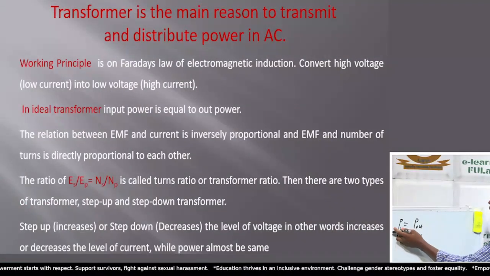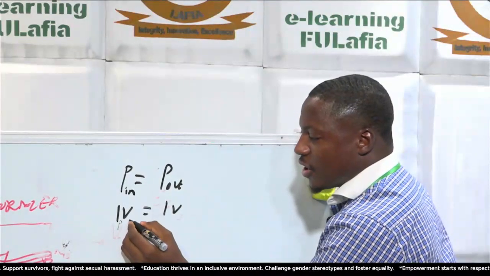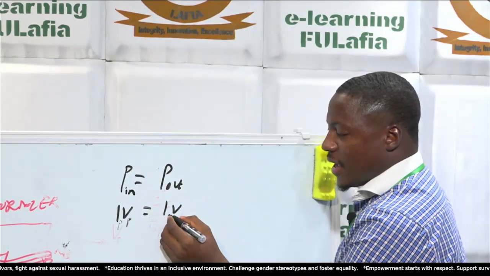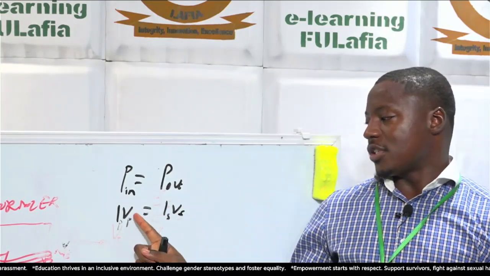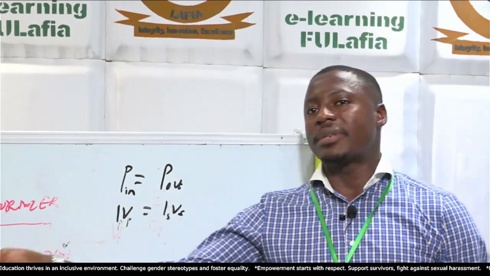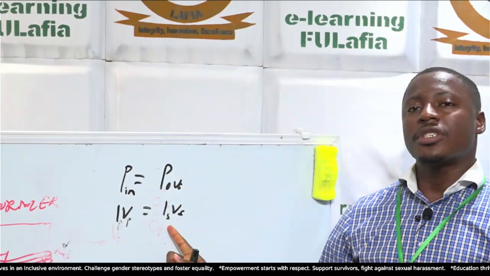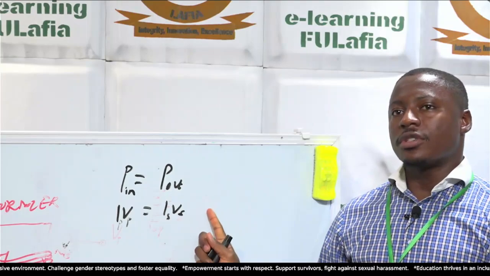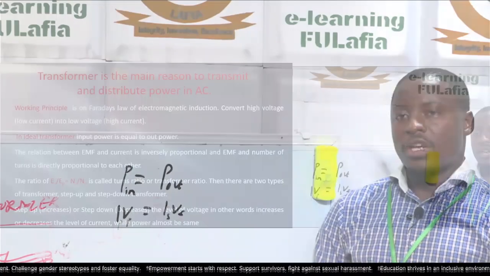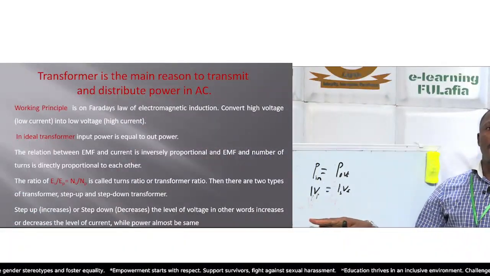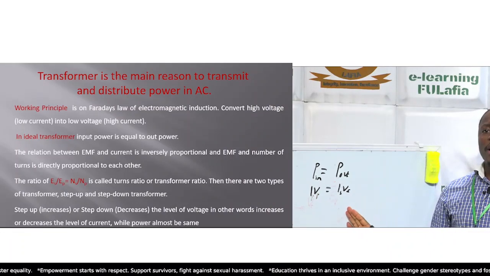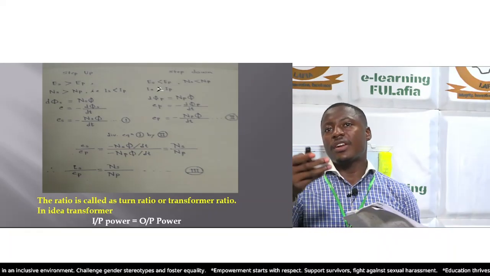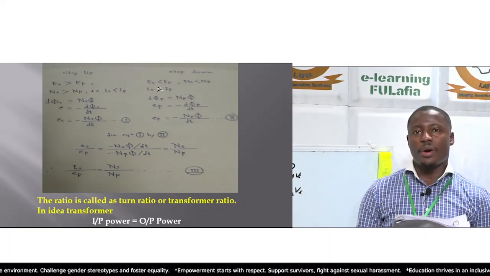If this is the primary and this is the secondary, all you have to do is indicate by using the subscripts, either P or S like this. The current in the primary and the voltage in the primary will give you the power in the primary. Also the current in the secondary multiplied by the voltage in the secondary will give you the power in the secondary. So this is an ideal transformer. It has no loss of any kind. Whatever you put in the input is what you get as the output. So this is another representation of some explanations that we are going to encounter.